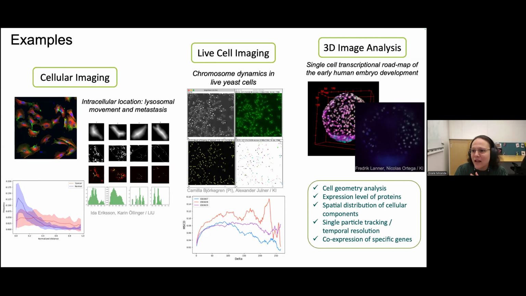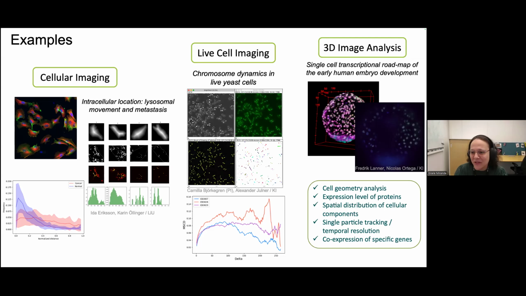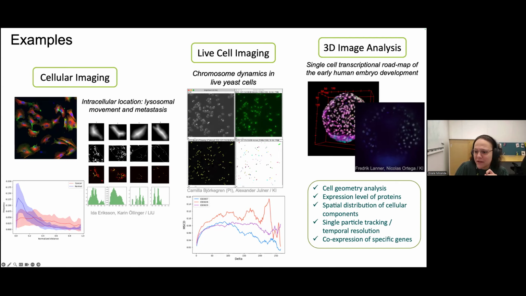And the last example here is 3D image analysis. So of course, it's also interesting to analyze samples in 3D. So here's an example of a single cell transcriptional roadmap of human embryo development. So here we are interested in analyzing the co-expression of specific genes in 3D. So here we have a multi-channel fluorescence image, with different tagged proteins.